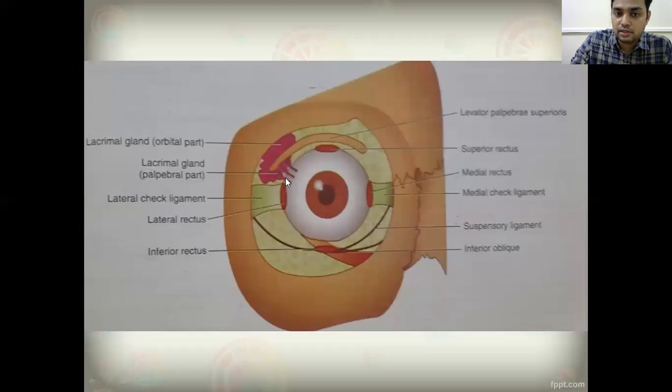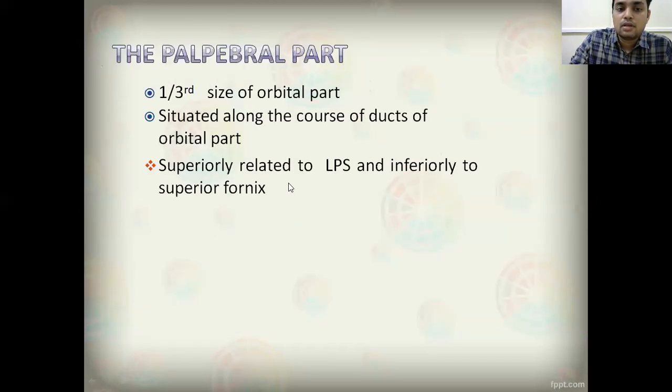Here, these three structures you can see now are the ducts. This palpebral part is present on the course of the orbital part. It is about one-third the size of the orbital part, situated along the course of the ducts of the orbital part. Superiorly it is related to the levator palpebrae superioris muscle and inferiorly to the superior fornix.